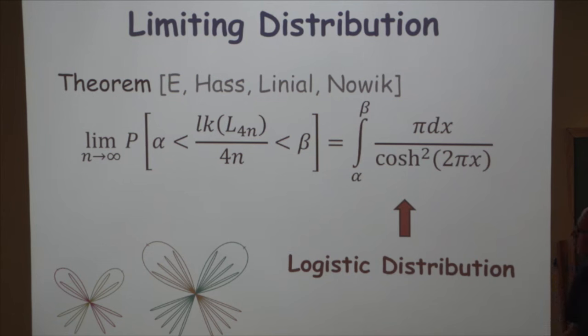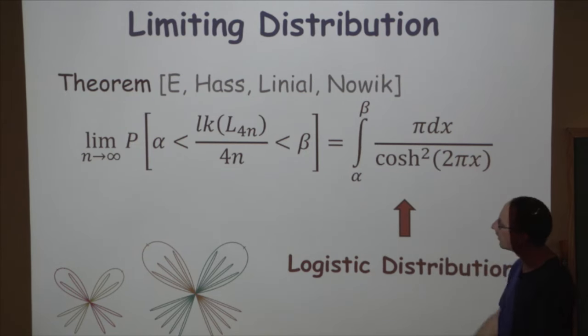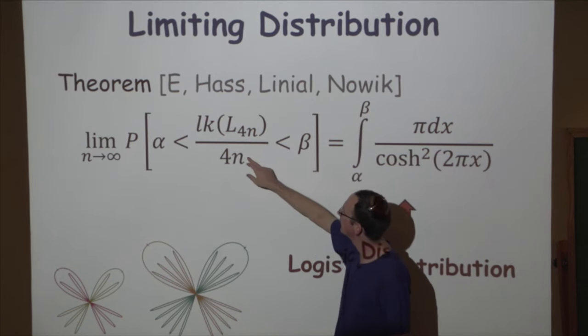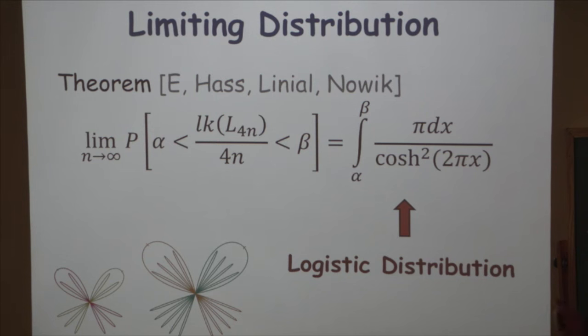This is a weak convergence to a distribution density. For every alpha and beta, we can tell whether this normalized linking number is going to fall between the two real numbers, alpha and beta, and it's going to be this precise expression. This distribution is known. It's called the logistic distribution. Of course, you may hope for more precise, more local ways to tell exactly what the probability is for every linking number for every n, but this gives you the rough behavior of the linking number.